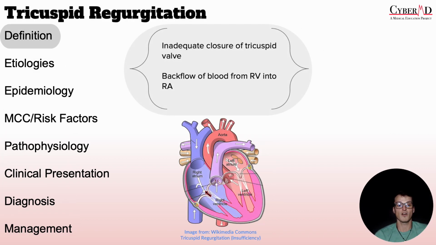So, since I brought up regurgitation, let's talk about tricuspid regurgitation. This condition is going to occur when the tricuspid valve does not adequately close, and that's going to lead to a backflow of blood during right ventricular contraction through the tricuspid valve into the right atrium itself.